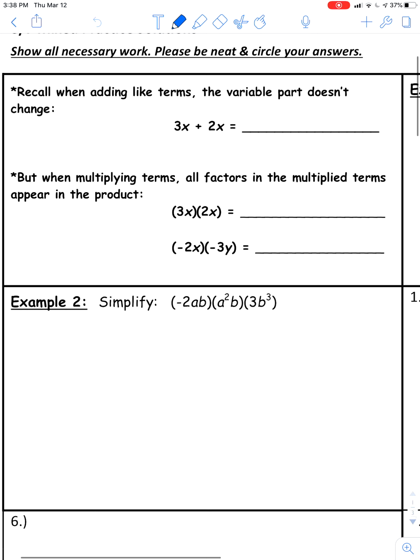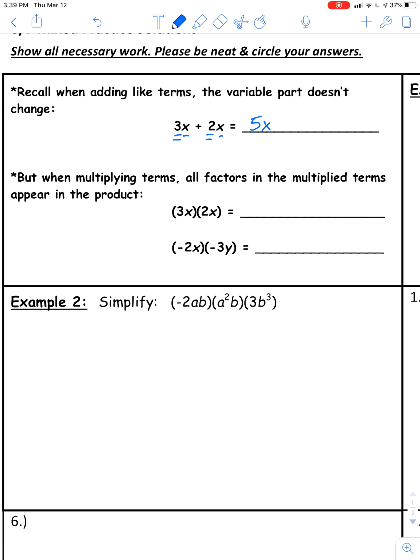Okay, so let's recall. When we have been adding like terms, we know that the variable part does not change. For example, I kind of likened it to this. I said we kind of look at the X like a last name, and we have Mr. and Mrs. Quigley. So we would add our coefficients, which are the number parts of our terms. We would add 3 plus 2, and we would get 5. And our X term just transfers like this, like a last name. Mr. and Mrs. Quigley becomes 5X, okay? So the X acts as though it's like a last name.